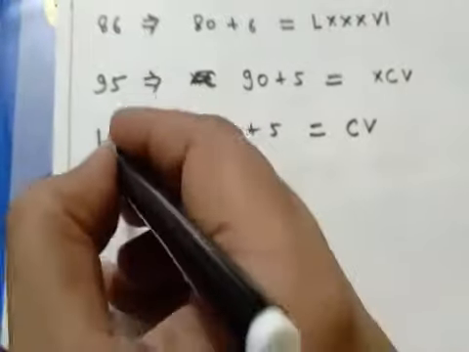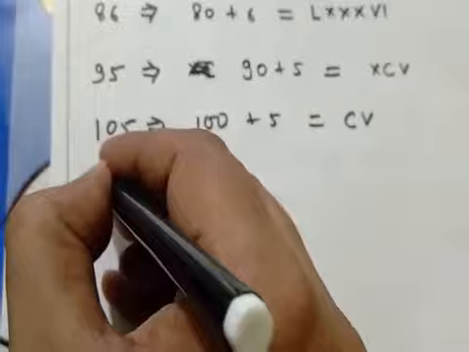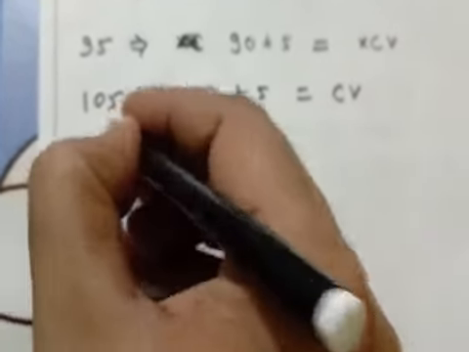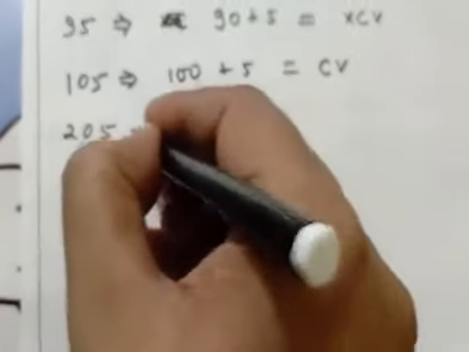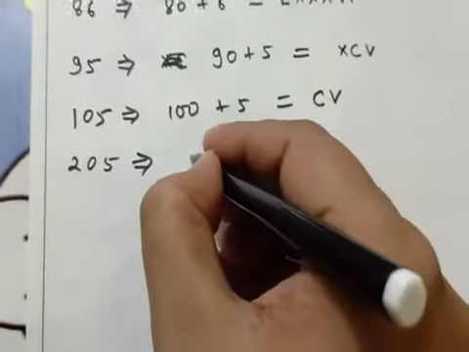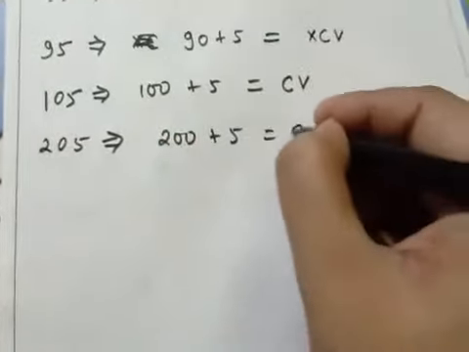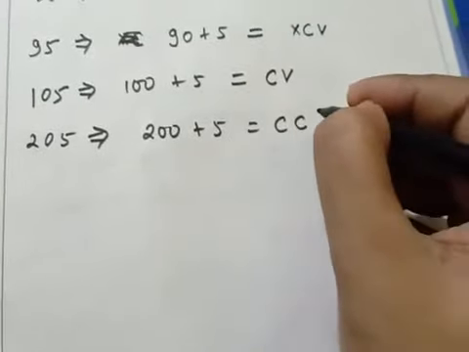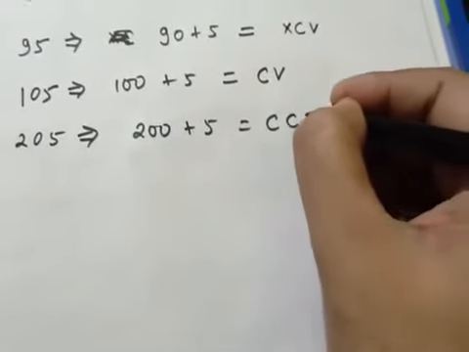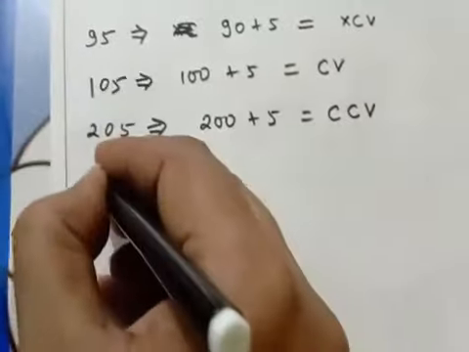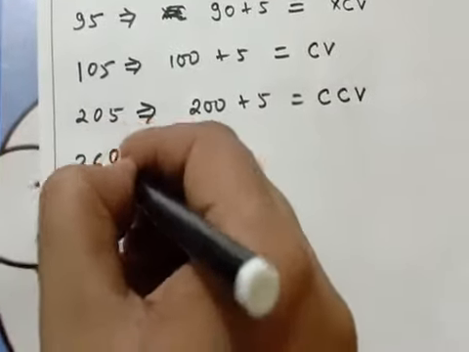Taking some more long numbers. 205: 200 plus 5. C means 100. 2C means 200, plus 5. Now 368.